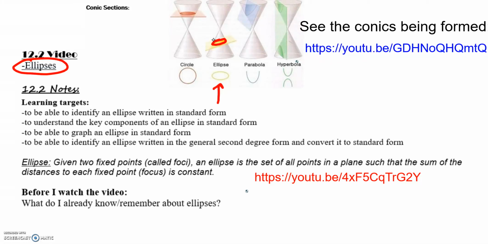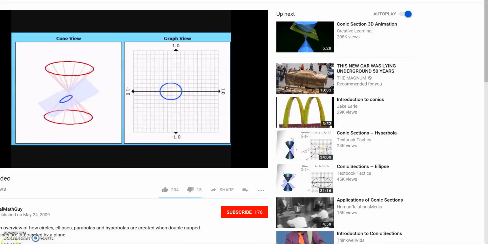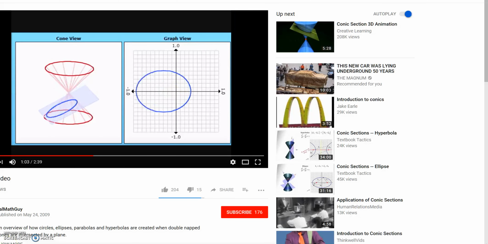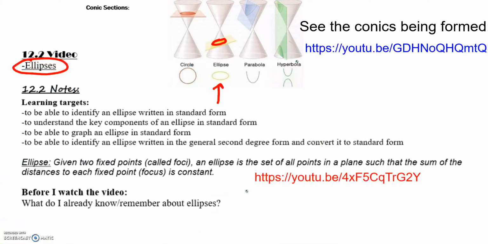And to see how this is created, let me click on that same link that I had in the last video, which is also on Schoology. So if I click on this, see if I can find where the ellipse is started. Okay, so if we take a look, the plane is intersecting the cone, and as it goes up and down, notice that the ellipse gets smaller the closer it gets to the center here, but it does create an oval shape. So if I pause this and go back to our notes here, that is really how an ellipse is formed, so this link is here if you need it.